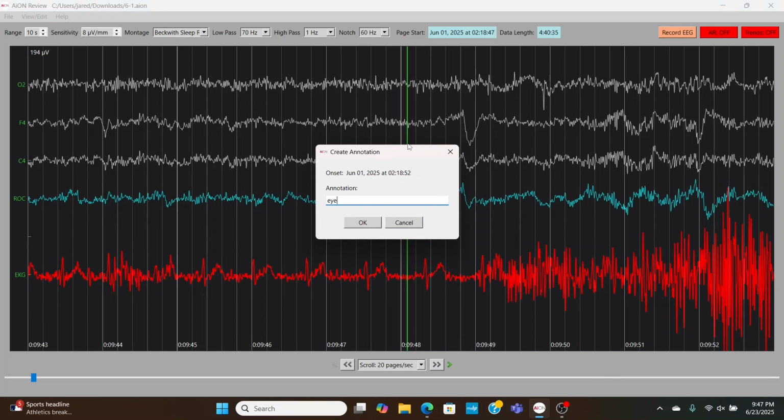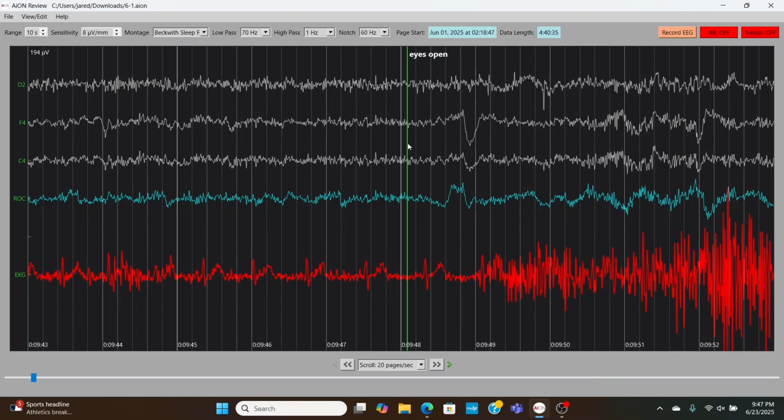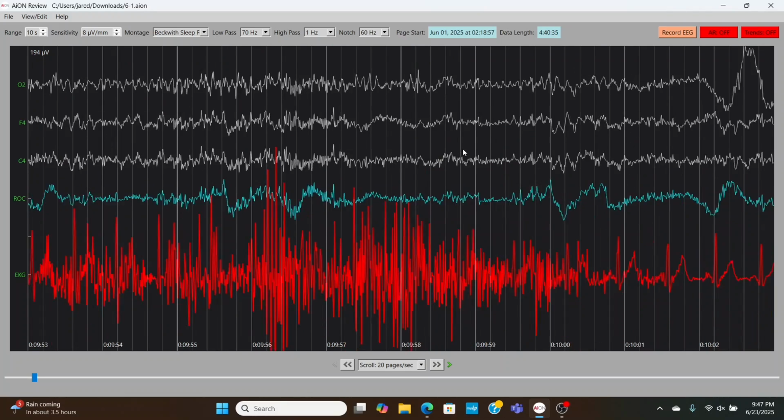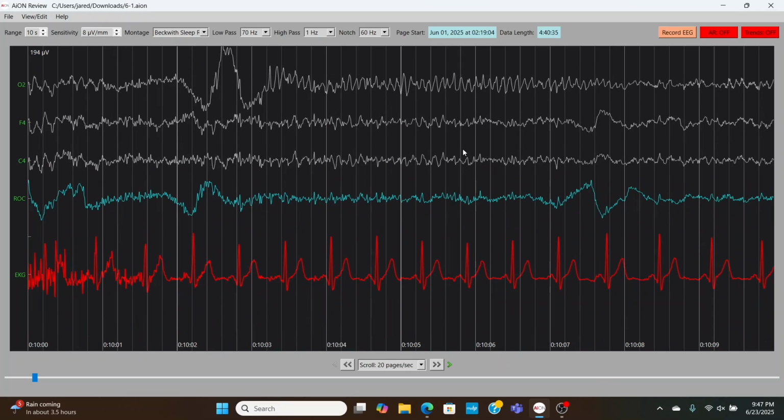Seeing that eye blink artifact and also this muscle noise, it's a good clue that the eyes are open and we can't see the posterior dominant rhythm at O2, that 8 to 12 waves per second, until the eyes are closed. So here it is.